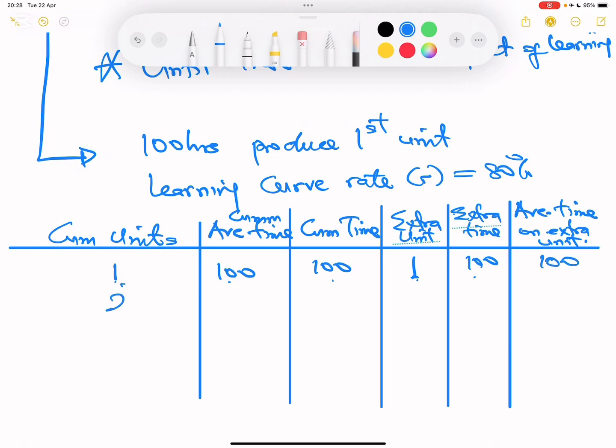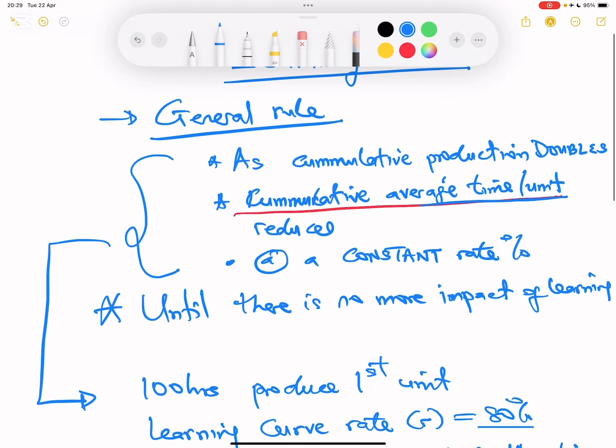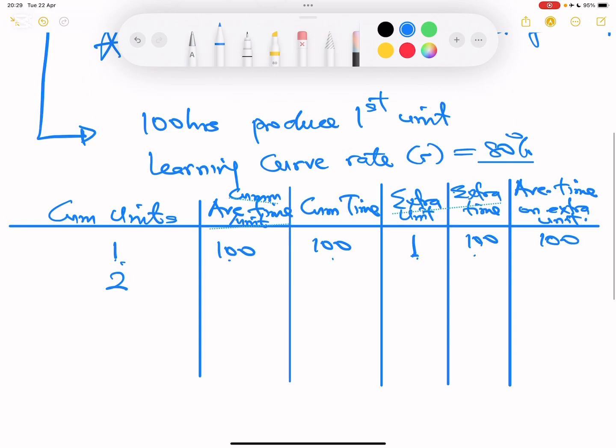Now, if we double this 1 into 2, if the learning rate is 80%, which is what we are saying, it means that the cumulative average time to produce these 2 units will be per unit. Remember, this is per unit, the cumulative average time per unit. Let's not forget that. We're expected to reduce at 80%. Which means it should be 80% of 100, and that means it's going to be 80 hours. Calculate 80% of 100. And that means the cumulative time to produce these 2 units, since the average per unit is 80, will be 80 times 2, and that will give us 160.